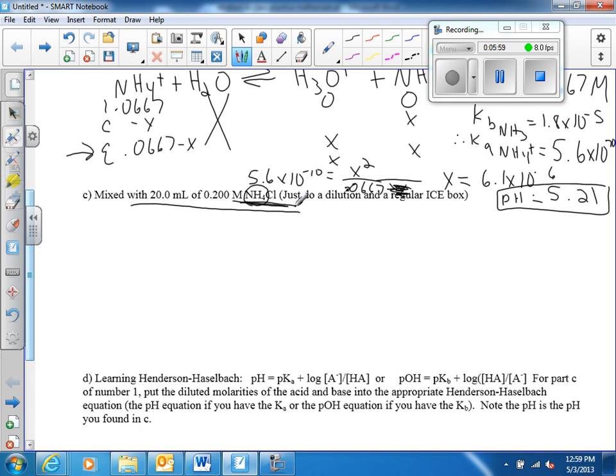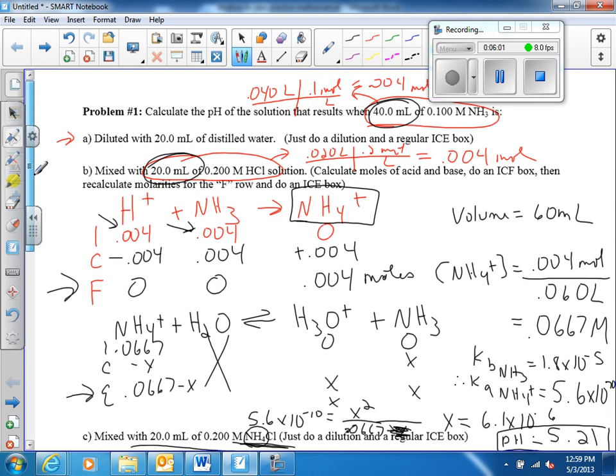I've got NH4Cl and I'm mixing that with ammonia. There's no strong acid or base here. Nothing strong present at all. And if I have nothing strong present, I don't need to worry about doing an ICF. I just go straight to an ICE. But I have to do a dilution.